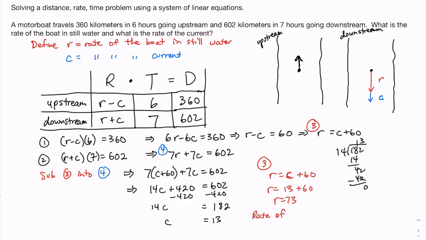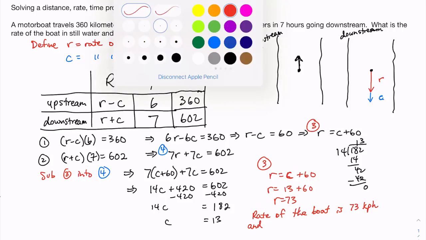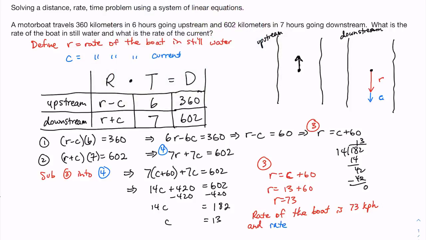Let's answer the question. Rate of the boat is 73 kilometers per hour, and the rate of the current is 13 kilometers per hour.